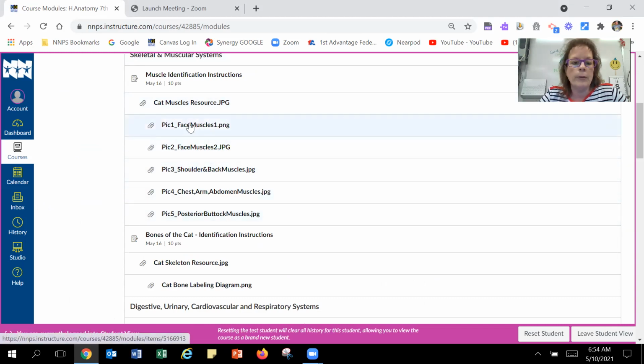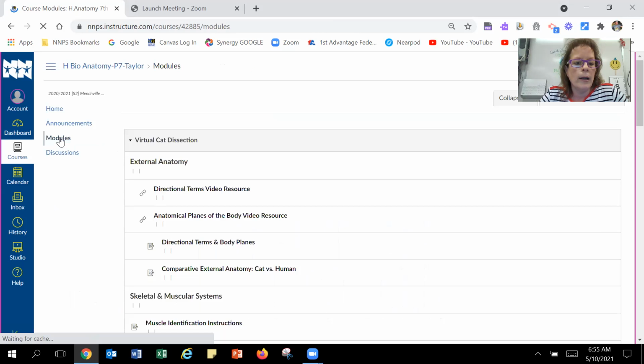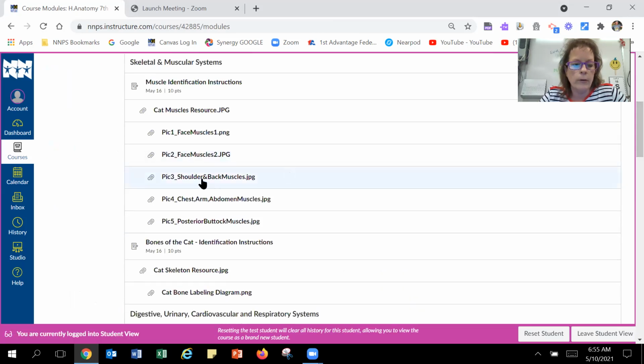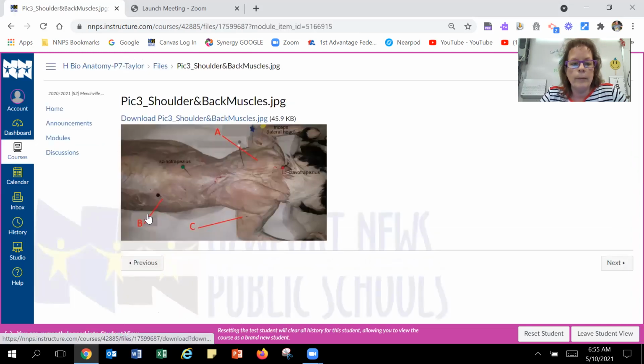Now, if you open each picture, you'll put picture 1, and you'll see it has a letter pointing to a part. So we're looking at cat muscles. Let's look at another picture that has more than one thing attached to it. Let's go with this one. Picture 3 has A, B, and C associated with it. So on your paper, you'll write picture 3, and then you'll list A, B, and C, and then you're going to use the resources I provided to figure out what the muscles are, and you're going to write the names of the muscles next to each one of the letters.